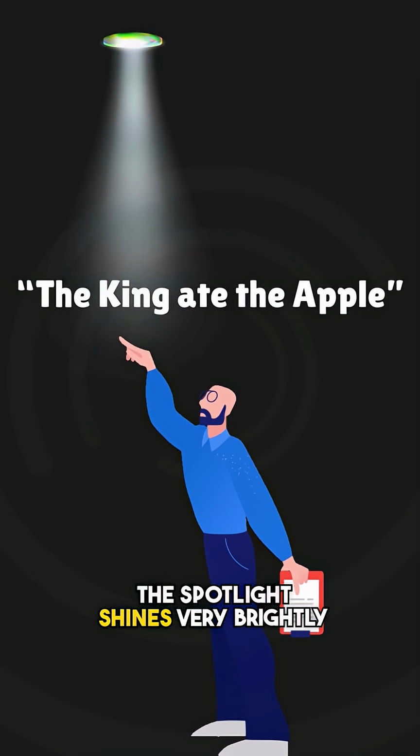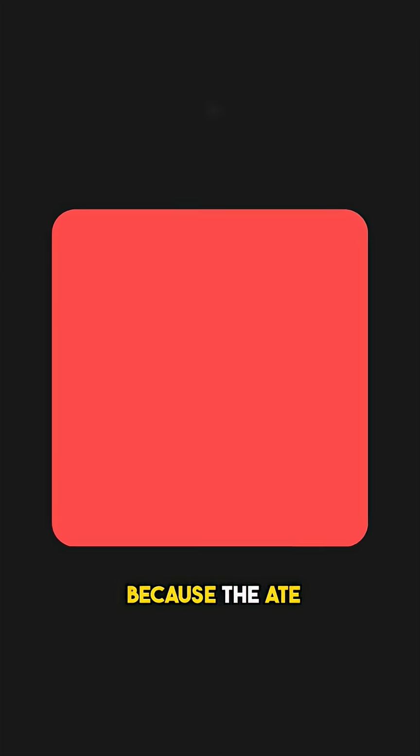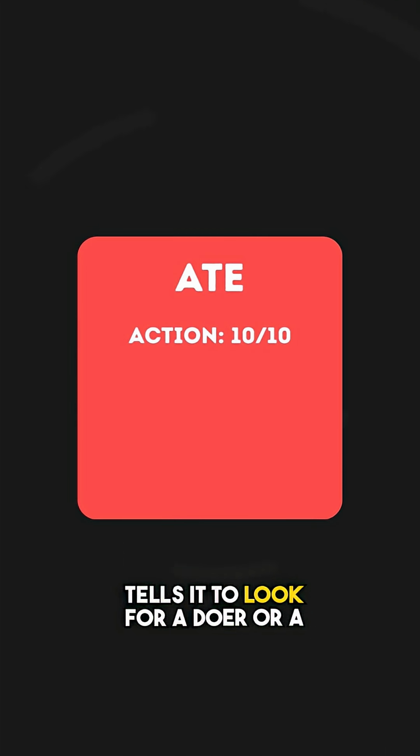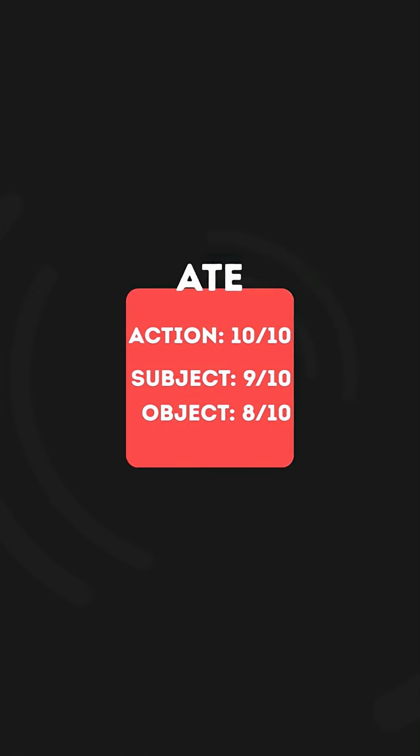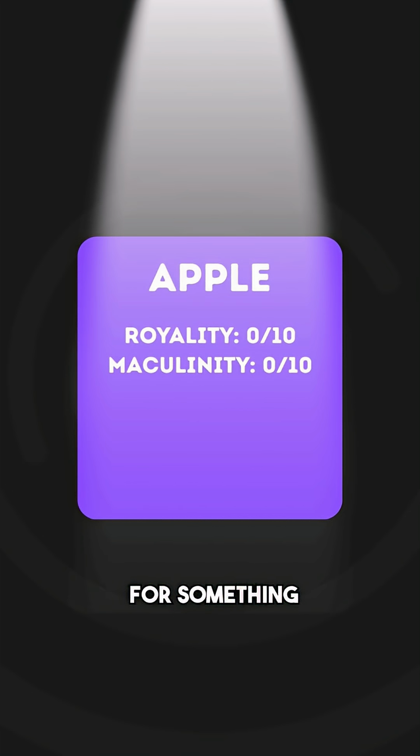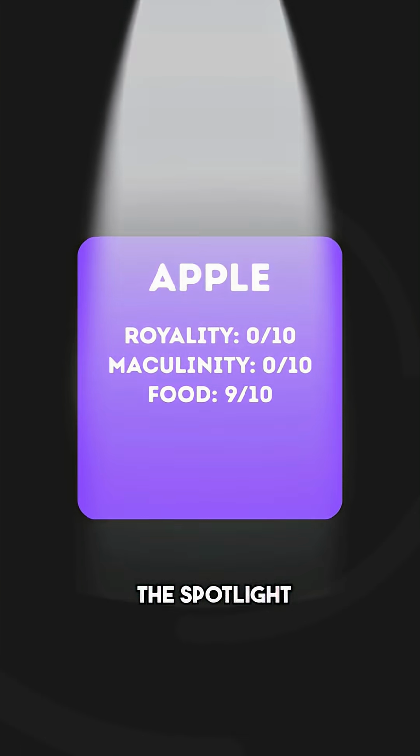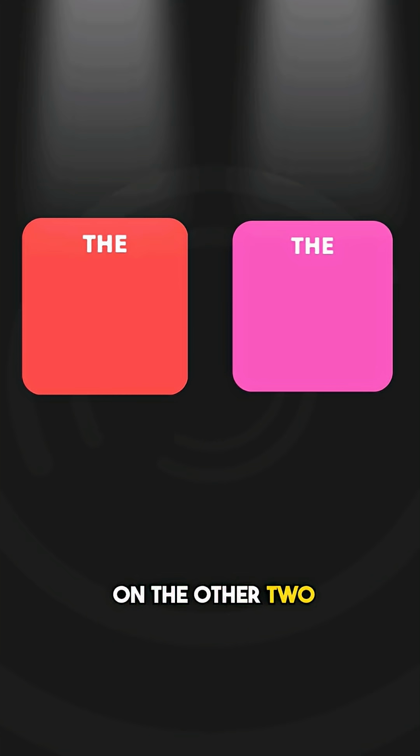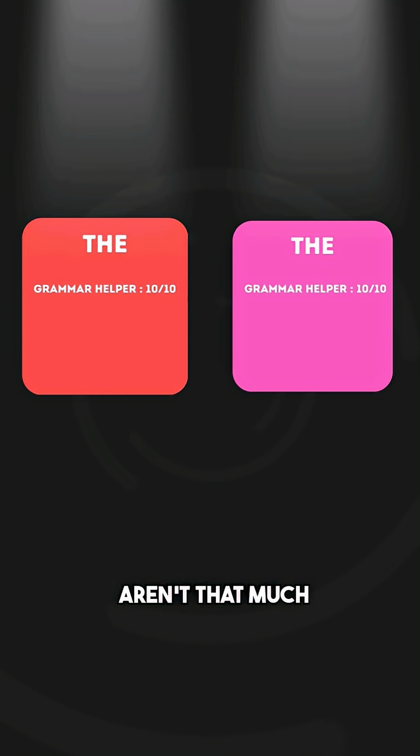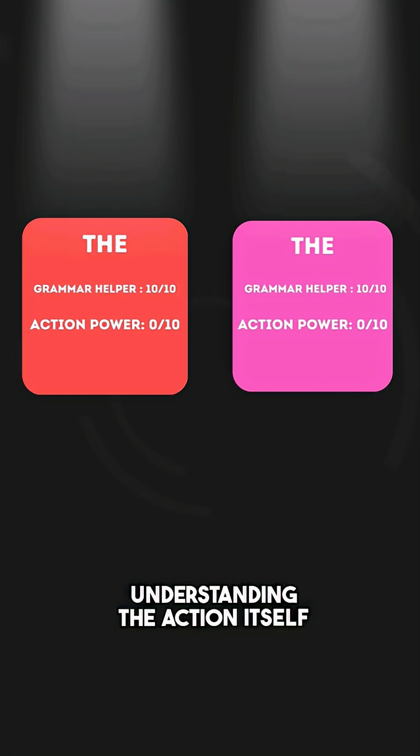The spotlight shines very brightly on king because the "ate" block's recipe tells it to look for a doer, a person or a creature. The spotlight shines very brightly on apple because its recipe tells it to look for something that has food power in it. The spotlight shines very dimly on the other two words in this sentence because they aren't that important for understanding the action itself.